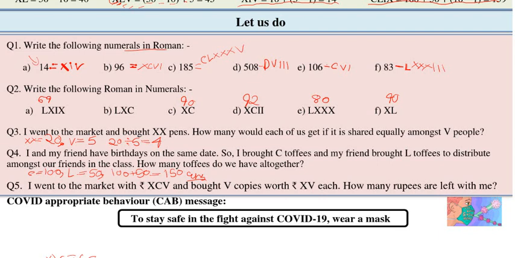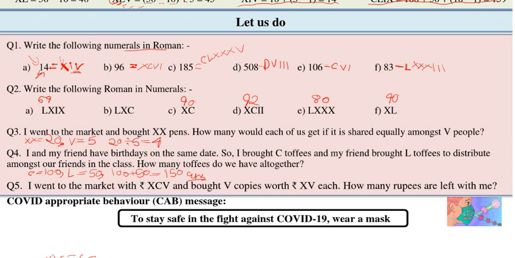Because you can see that we have X over here, that is 10, and IV, that is how much? 4. So it is a smaller value to the right of a greater value, that is addition. So add them, 10 plus 4, that will give you 14.